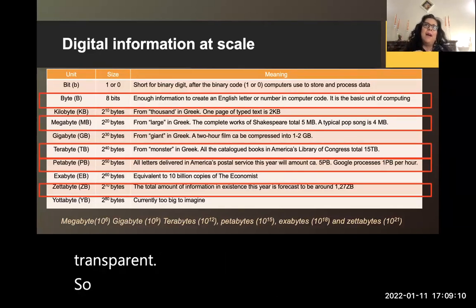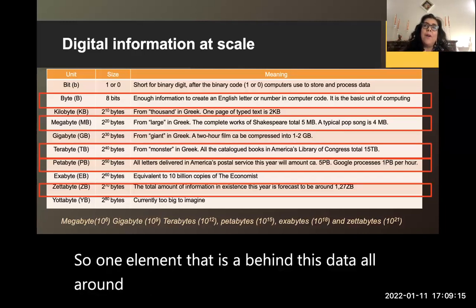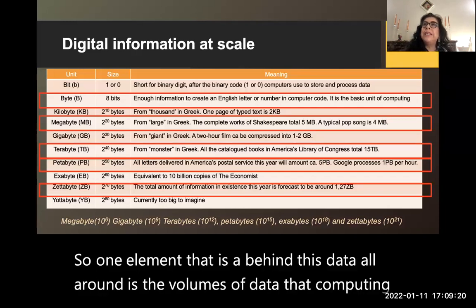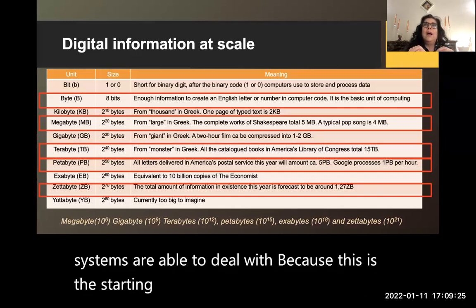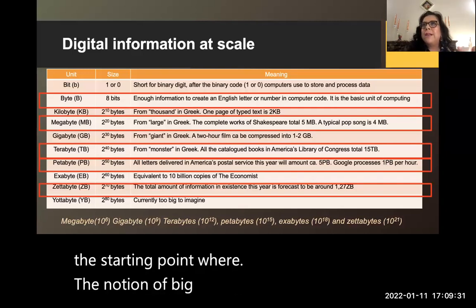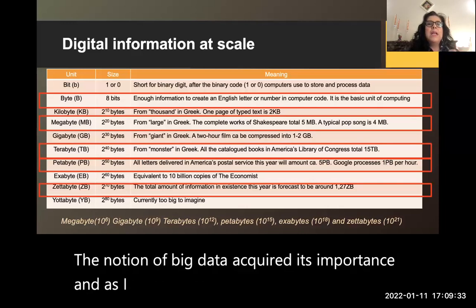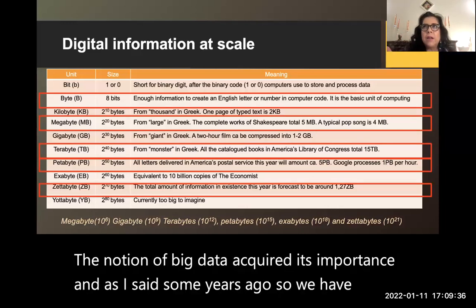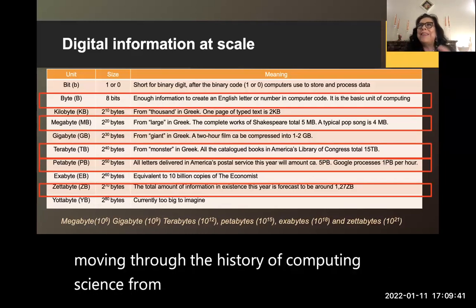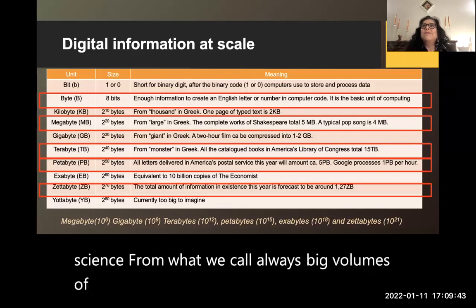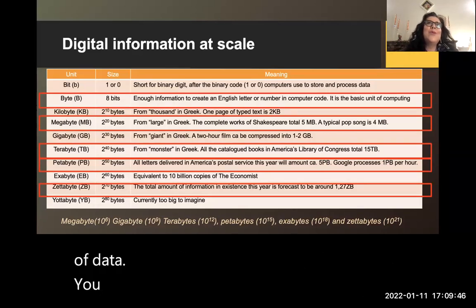An element that is behind this data all around is the volumes of data that computing systems are able to deal with. Because this is the starting point where the notion of big data acquired its importance, as I said, some years ago. So we have been moving through the history of computing science from what we always call big volumes of data. Well, you are too young to remember.